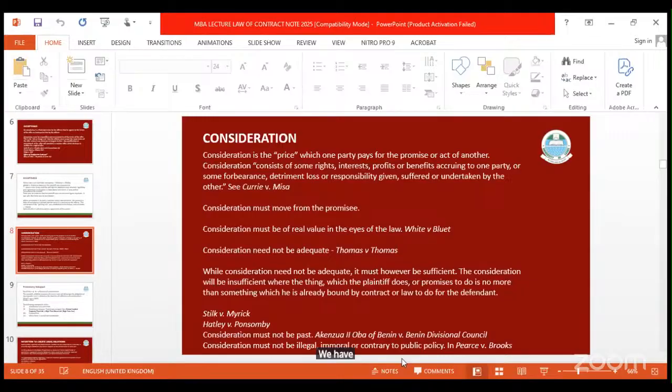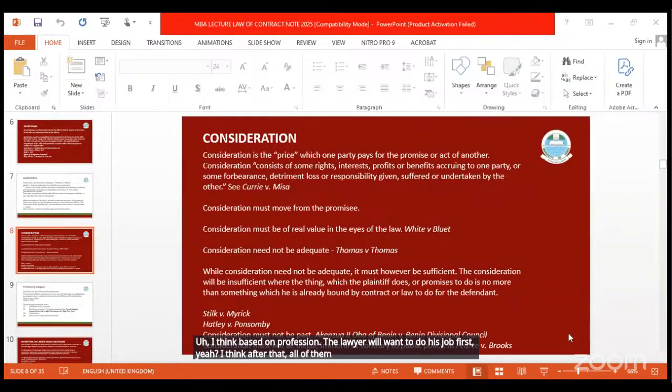Is that the kind of committee people were afraid of going to your court? Sir, I think based on profession, the lawyer will want to do his job first. Then after that, all of them should be locked up. Wow, the judge is like, well, I fear now. Me, I will not go to that court again.